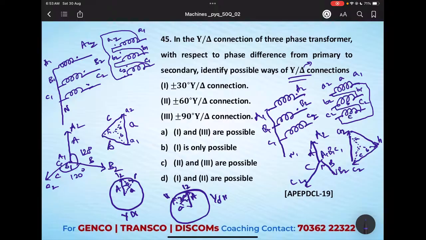Okay, the possible phase displacement, let's take it as figure 1, figure 2, is plus or minus 30 degrees. The options given are A, B, C, D. So the only possible option is B. Is it clear? If you know how to draw the phasor diagram, from this we can come to the answer very easily.